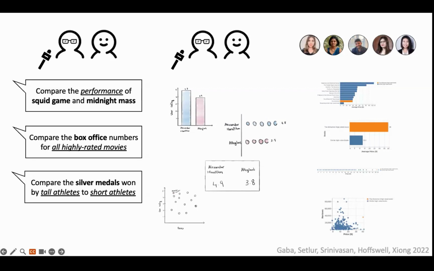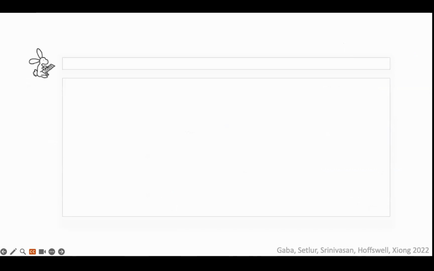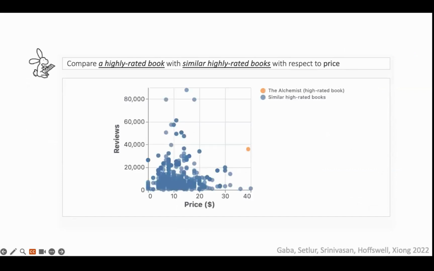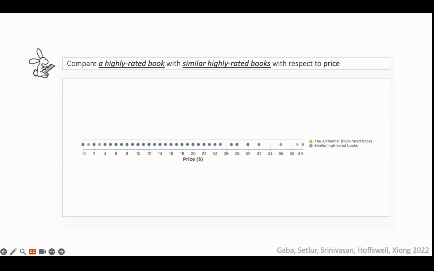So to give you a feel, if you were the participant in the evaluation phase of this project, you would see this user input command. Let's say it is to compare a highly rated book with a similarly highly rated book with respect to price. Then we have all these potential recommendations, and you would rate which one you think would be best for a human user. Maybe I'll show you a scatter plot of price and reviews for a bunch of books, or a dot plot that just shows the price, and then I randomly select a highly rated book based on some internal definition and highlight it in the dot plot.